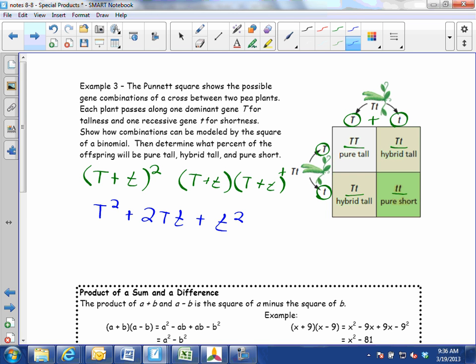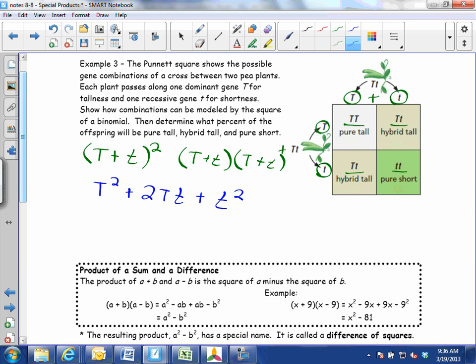So determine what percent of the offspring will be pure tall, hybrid tall, and pure short. So I just didn't quite do it all, right? Looking at the Punnett square, how many chances do they have to be pure tall? Pure tall is going to be 1 out of 4. This would be 25.